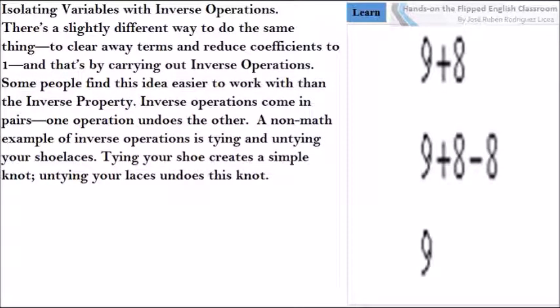Isolating variables with inverse operations. There's a slightly different way to do the same thing to clear away terms and reduce coefficients to 1, and that's by carrying out inverse operations. Some people find this idea easier to work with than the inverse property. Inverse operations come in pairs. One operation undoes the other. A non-math example of inverse operations is tying and untying your shoelaces. Tying your shoe creates a simple knot. Untying your laces undoes this knot.